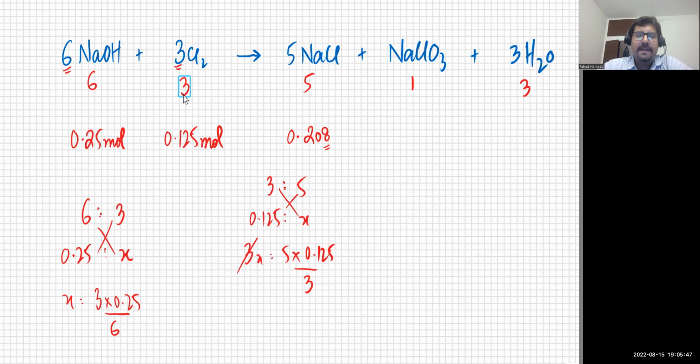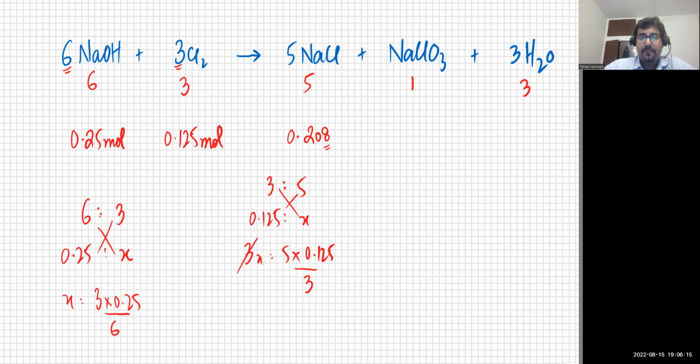And remember, you could have picked, I mean, I picked this ratio. 3 produces 5. 0.125 produces x, right? Even if I had compared this ratio, I would have gotten the same number. Okay, 6 of this produce 5 of these, right? So 0.25 will produce how much? It's going to be x. If you try to solve that, it's going to give you the same number. So you could compare any two ratios. It's going to be the same thing. It's going to give you the same result.